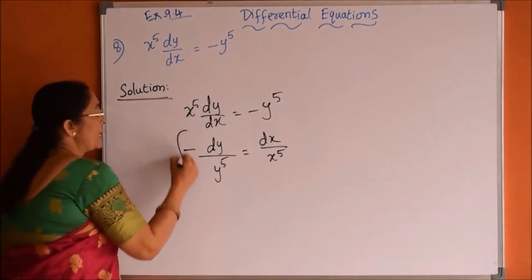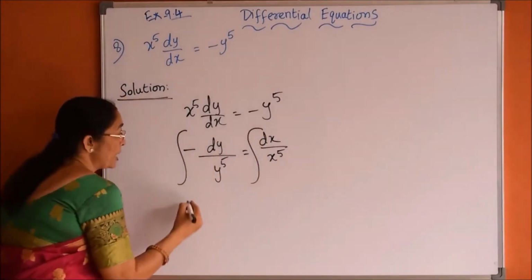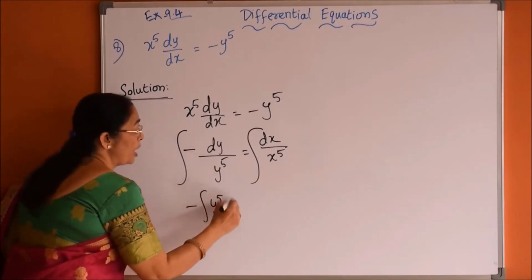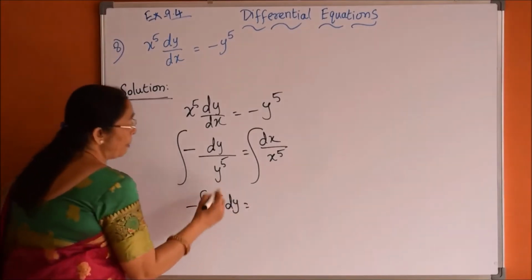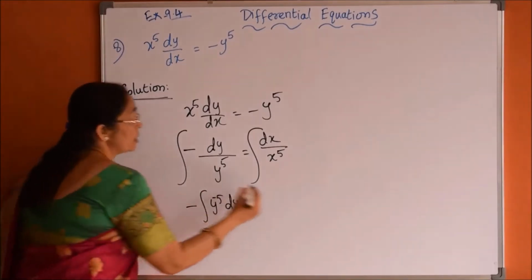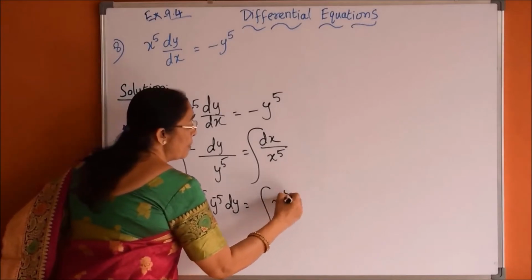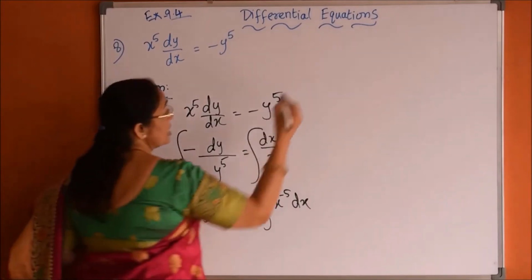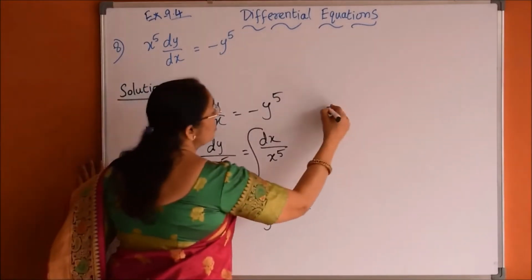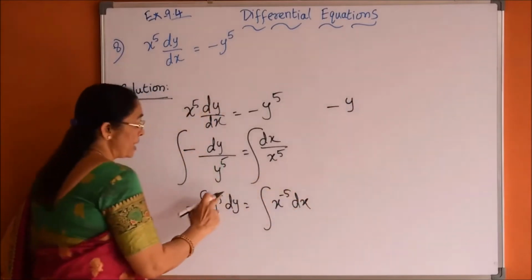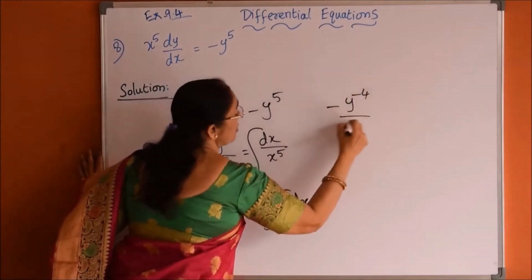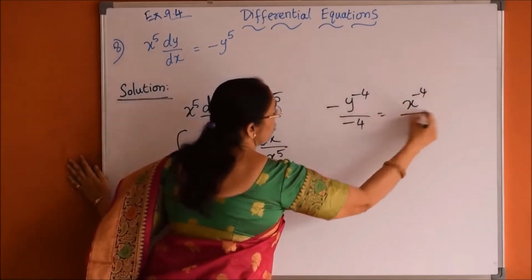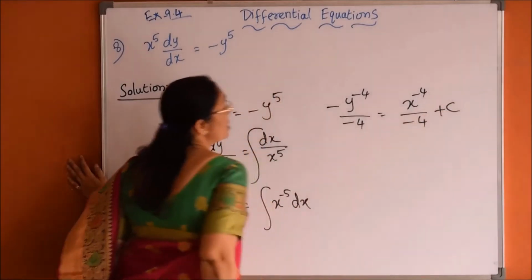So integrating on both sides, y power 5 can be taken to the numerator. So minus integration of y power minus 5 dy is equals to integration of x power minus 5 dx. Now, integration of y power minus 5 is nothing but, here the negative sign is there outside. So minus y to the power of minus 5 plus 1, minus 4, divided by minus 4 is equals to x to the power of minus 4 divided by minus 4 plus c.